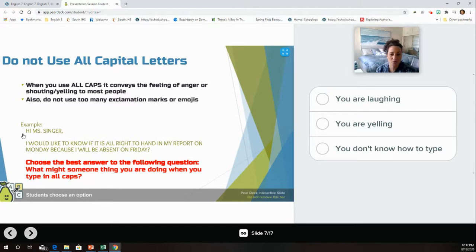So an example would be this. If it was written in all caps, it would sound like I was yelling. Hi, Miss Singer. I would like you to know if it is all right to hand in my report on Monday because I will be absent on Friday.